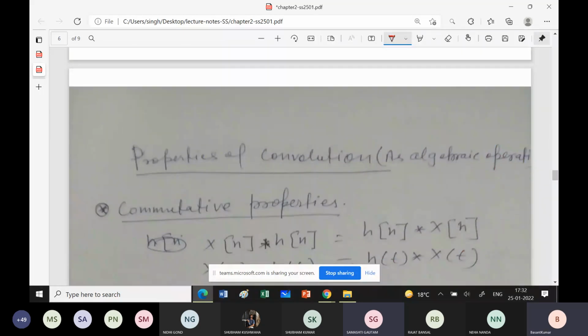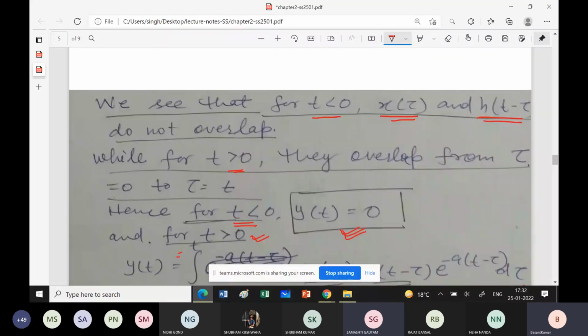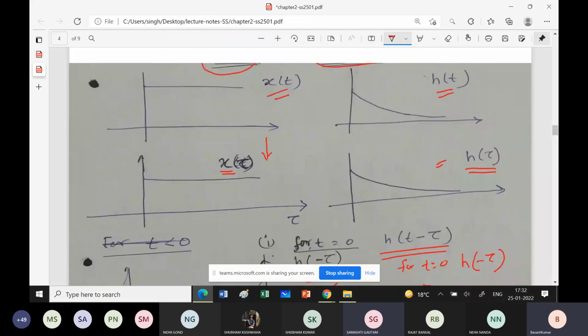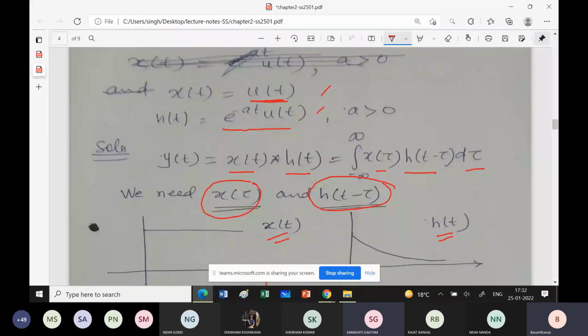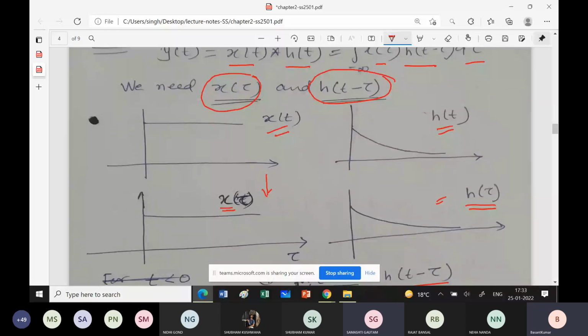Okay, now you can find an example in the book. The sir must have told you that you have to keep one signal fixed and invert the other and slide it, and it can be any signal. Here we took the impulse function. You can just keep this impulse function fixed. You can take the other one, reverse it, and then slide it over this signal, and you just do the integration.